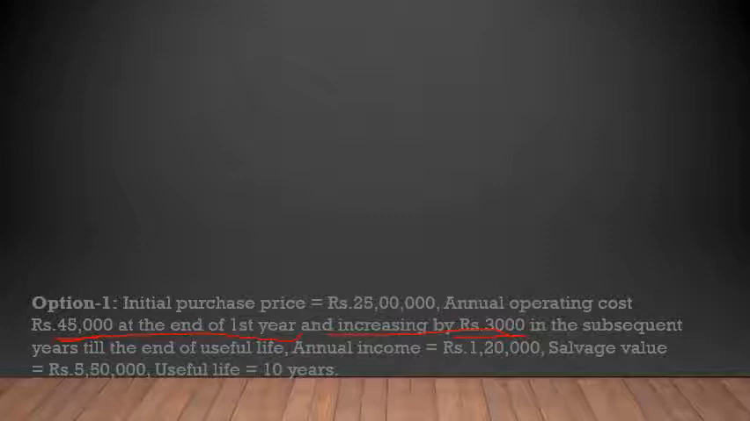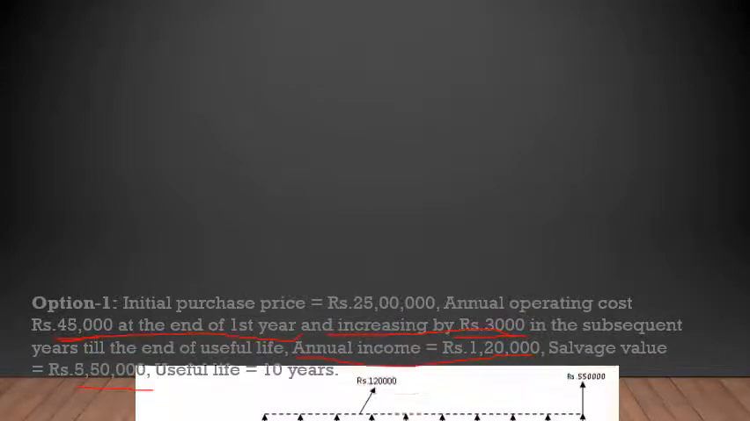So whenever you have an arithmetic gradient factor, 2 cash components will appear. One for the first year, that is A1, and another for the G, the gradient amount. So hence it is a gradient factor. And an annual income of rupees 1,20,000, which is a positive flow, and a salvage value of rupees 5,50,000. Salvage value obviously occurs at the end of the life period.